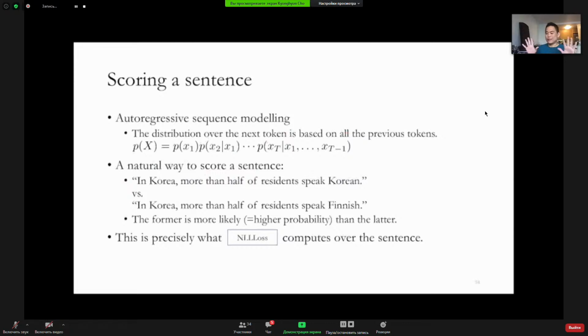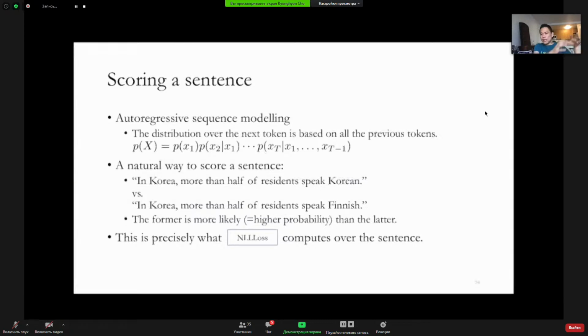So let's think about one particular example of trying to do some kind of QA. And then the question is, what is the language that is being spoken by more than half of the residents in Korea? Now I can answer this question by simply scoring all possible languages, scoring each of all possible languages by constructing: in Korea, more than half of residents speak that particular language. For instance, let's say I had two options. One is Korean and the other was Finnish.